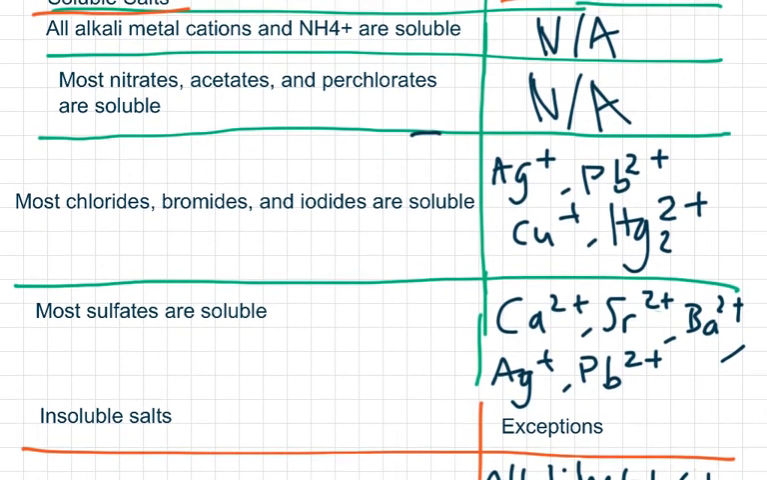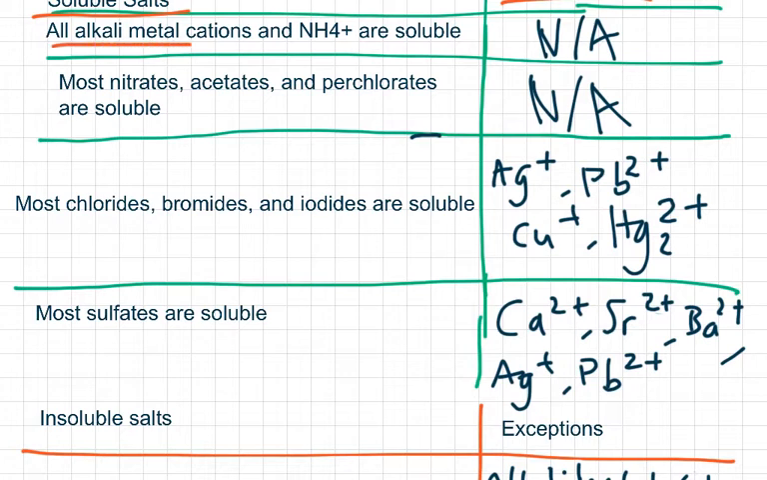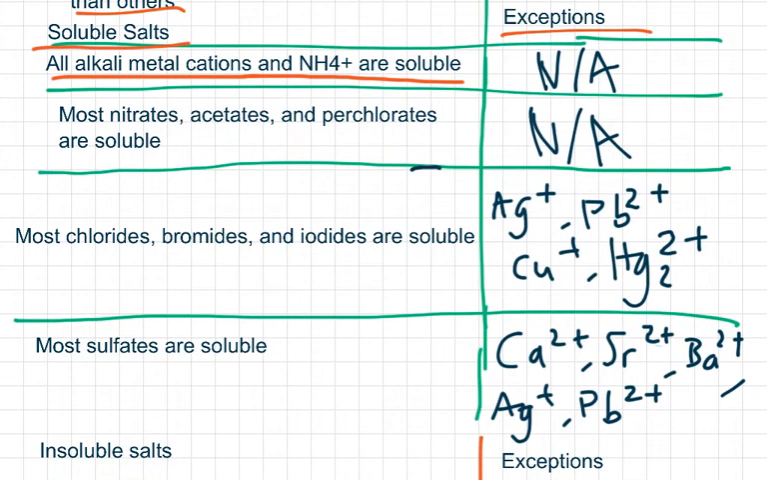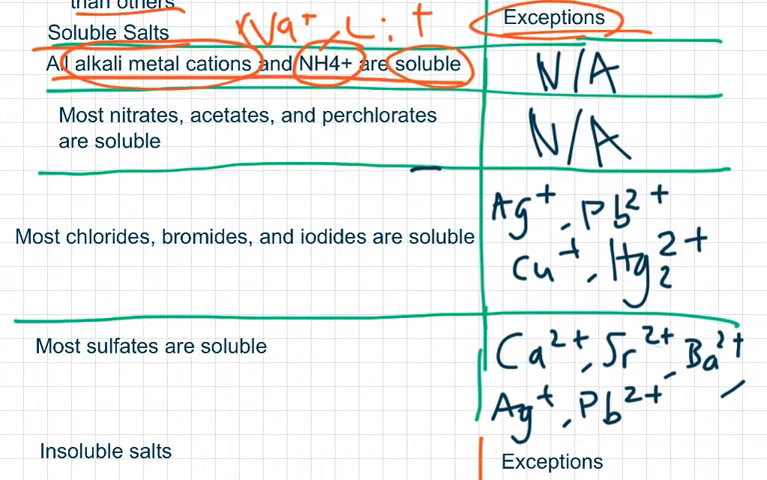So the first rule is that all alkali metal cations and NH4+ are soluble. So any salt with an alkali metal cation like Na+ or maybe Li+, as well as ammonium, is soluble. Now there are no exceptions, so everything with alkali metal cations or NH4+ will be soluble.